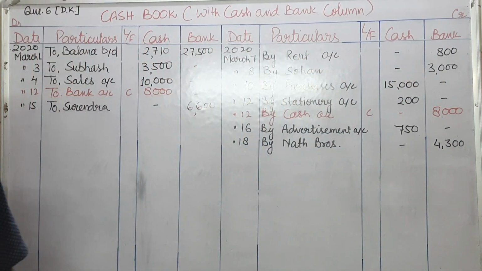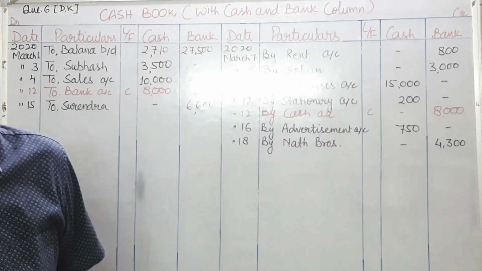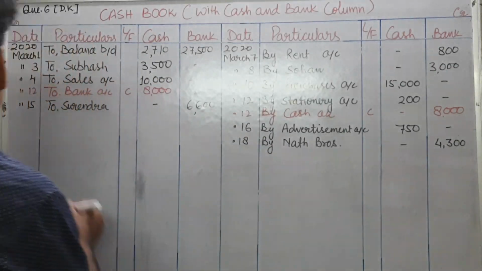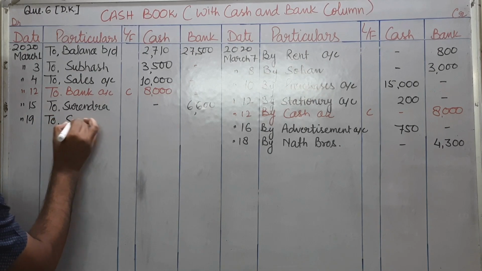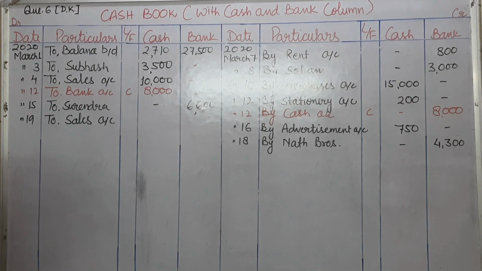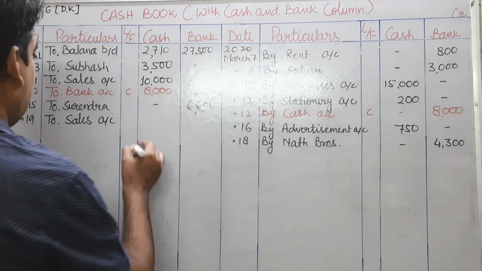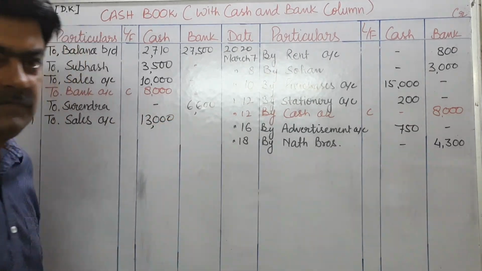Okay. Students, see few more transactions of this question. March 19, cash sales. So cash account debit to sales account. To sales account, a very simple treatment will come, and amount is 13,000, and amount will come in cash column.